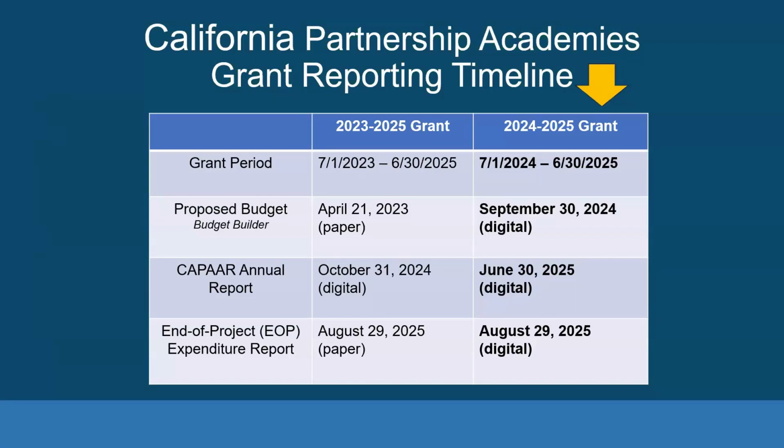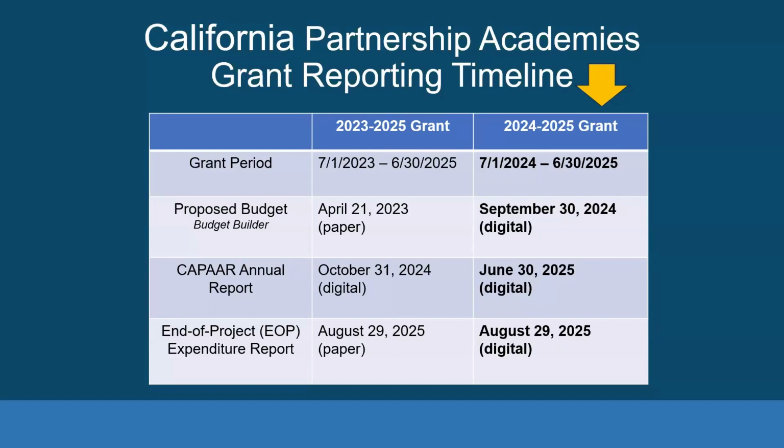So here we have a clip of our grant reporting timeline, and you can see that there are 2 active grants at the moment. We have our 2-year 2023-25 grant, as well as the 1-year 24-25 grant. Hopefully by now everyone knows that we're moving forward with a 1-year grant. This is the last time you'll see this 2-year grant. This grant period, the 2-year, ends on June 30th, as does the 1-year.